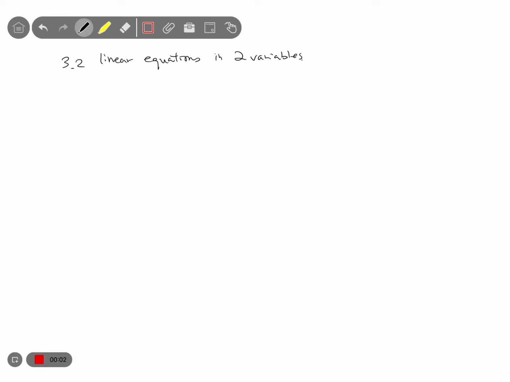Hi guys, today we're going to cover section 3.2, linear equations in two variables. Things to know: the definition, graphing, x and y intercepts, and the horizontal and vertical lines.